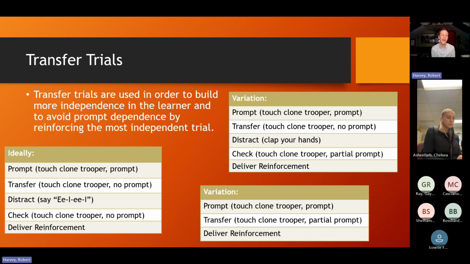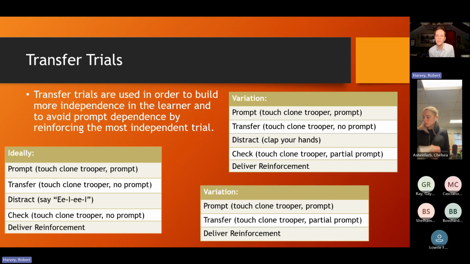Okay, and even more ideally, you would distract with even more than one thing. But that really depends on your learner. All of it depends on your learner. But you have some variations depending on whether they're getting it, right? So now I'm working with Lowry, and it takes Lowry a little bit longer and more practice to get things. So I'm going to do this variation. So this is the top right? So I'm giving the full prompt. So I say touch clone trooper, and I hand over hand kind of guide her to touch the clone trooper with a full prompt. Now I'm transferring stimulus control from the full prompt to no prompt.